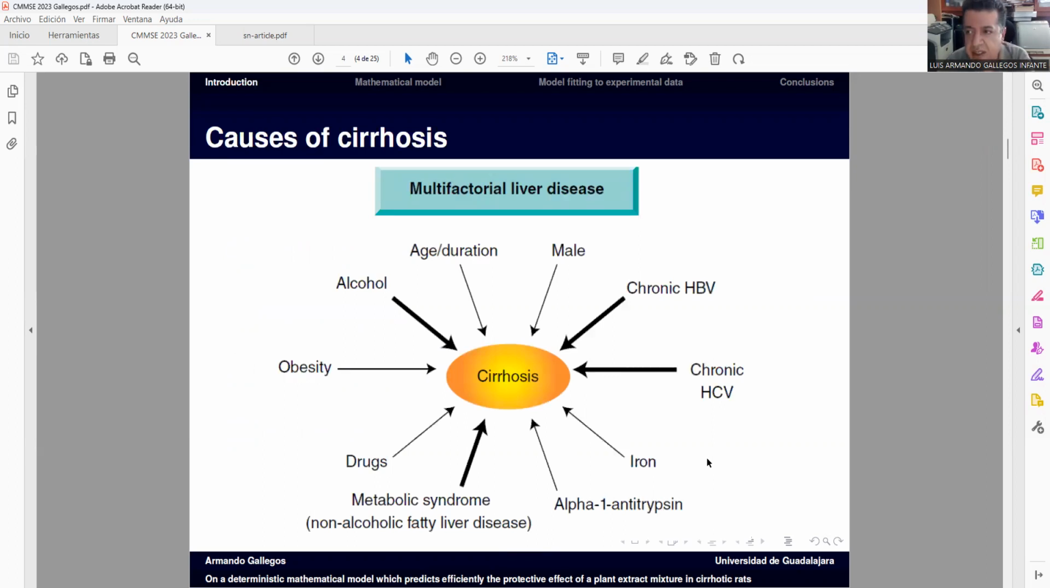Okay, cirrhosis is a very known disease and ranks 11th in the world's leading causes of death. And here we can see the cirrhosis has many causes, for example alcoholism, obesity, or hepatitis. But we can find several causes of this disease.